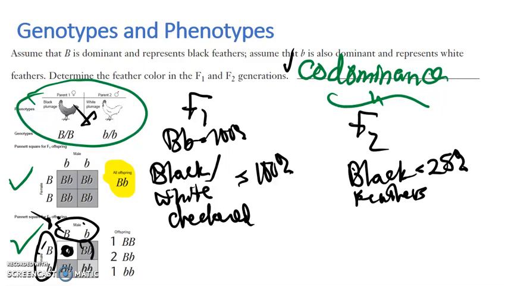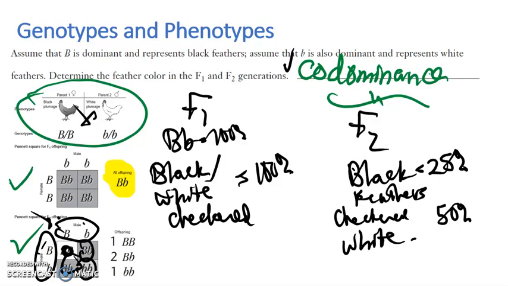We're going to have 2 boxes. They're going to be big B, little b, so they're going to be 50%, because those 2 boxes represent checkered chickens, just like their parents. And we're going to have 1 box of little b, which represents, for codominance, white feathers. And it's at 25%.